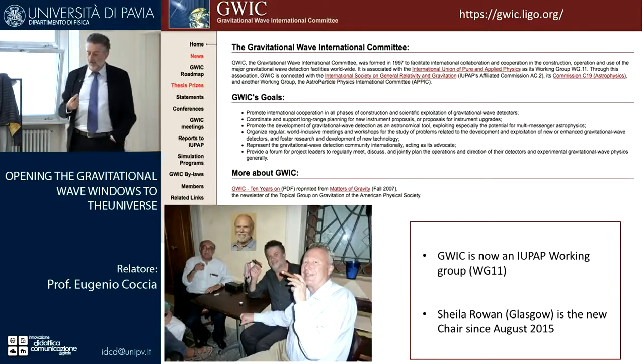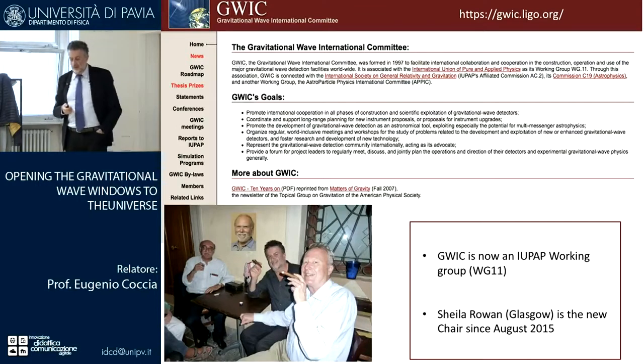Italy was always in the first row. All the field is coordinated by the Gravitational Wave International Committee, and these are the chairs of the Gravitational Wave International Committee during the years. The first was Barry Barish, who is now a Nobel Prize winner. The second was Massimo Cerdonio, Italian.